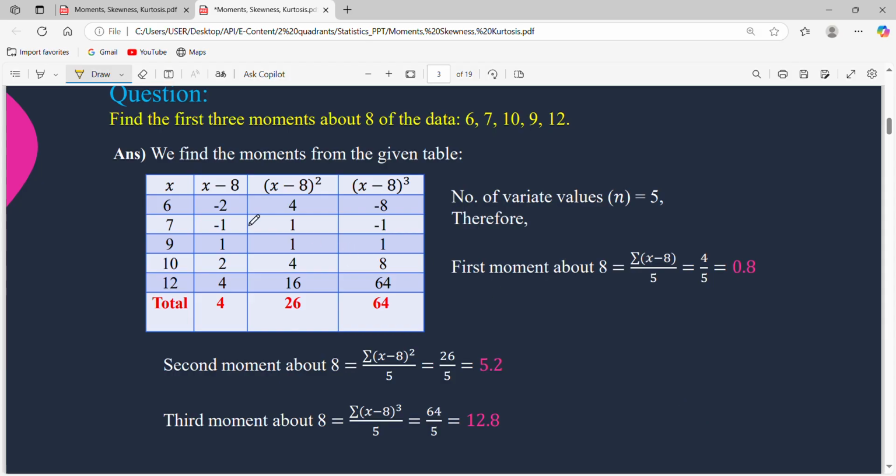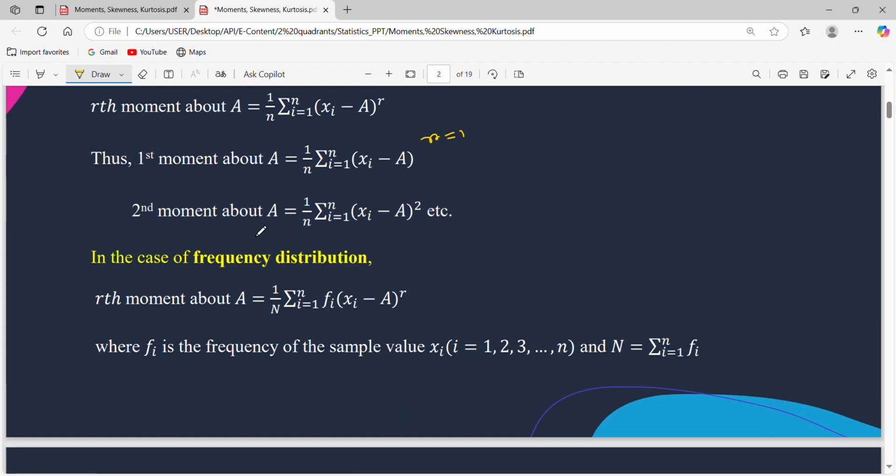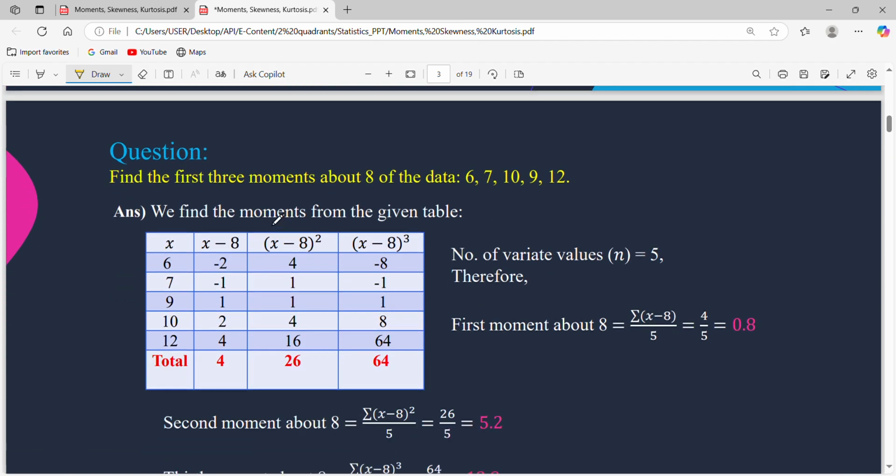Now the question: find the first three moments about 8 of the data 6, 7, 10, 9, 12. So this is a problem where only samples are present. So here we will use the first formula, where only the samples are present, there is no frequency. So here the formula is summation (xi minus a), here a equal to 8, that is the first three moments about 8, so xi minus 8.